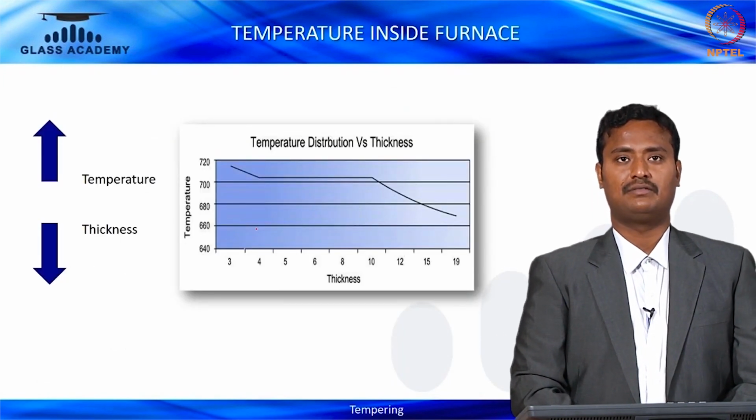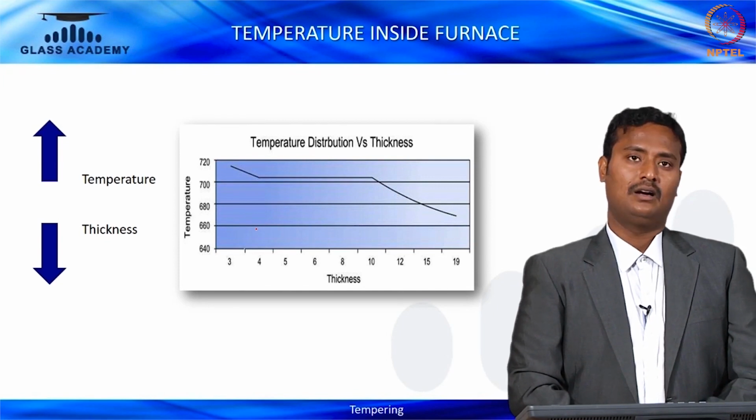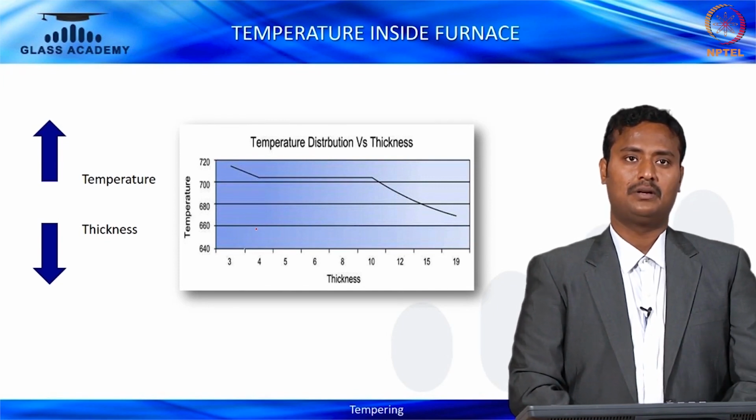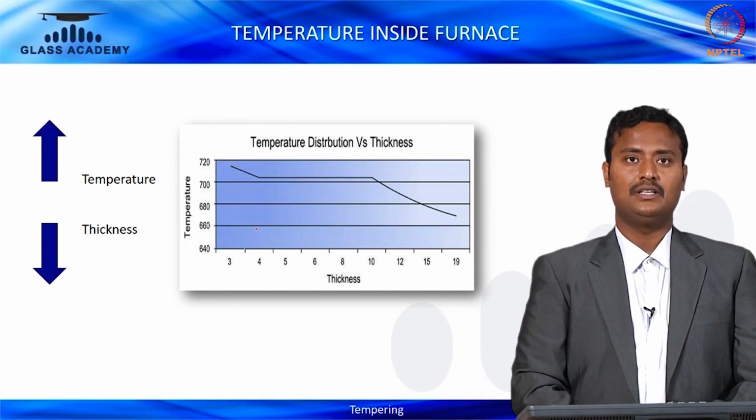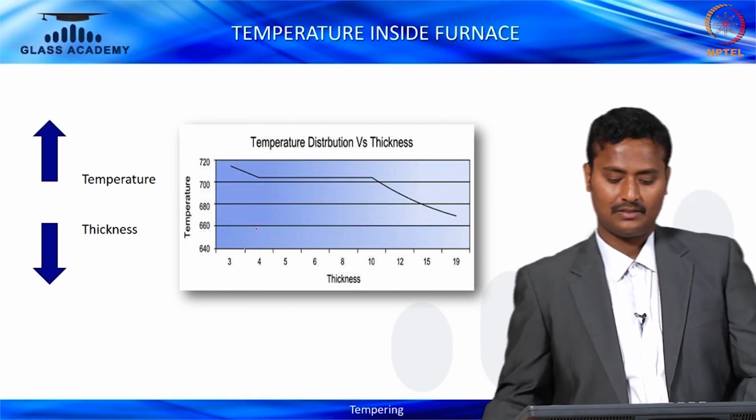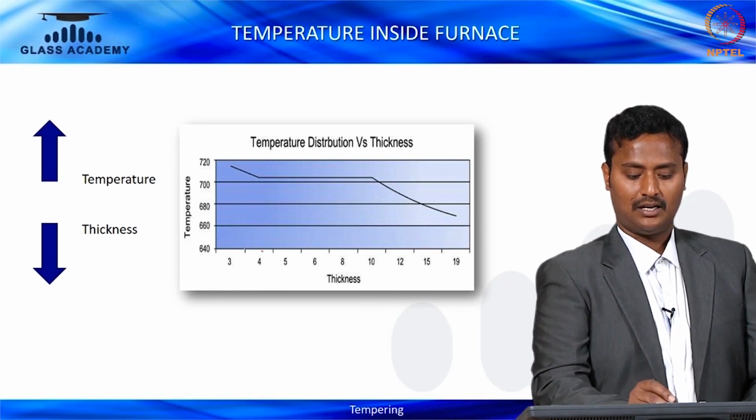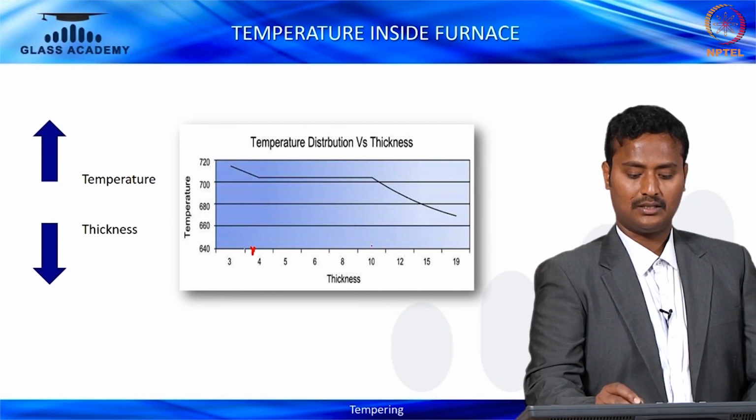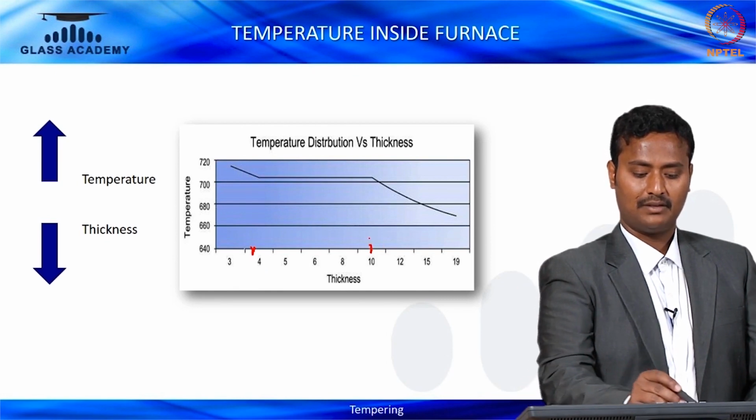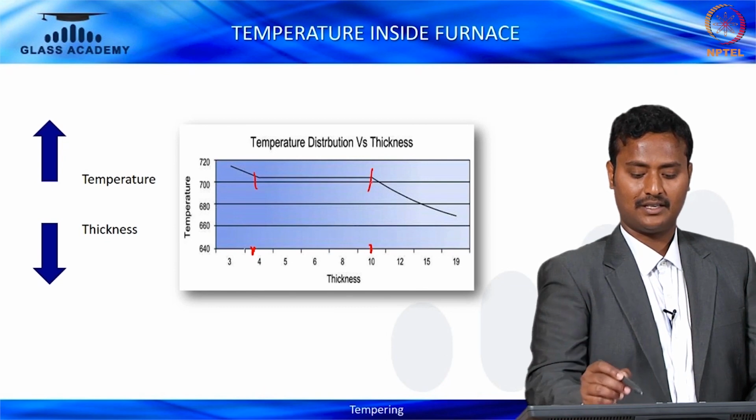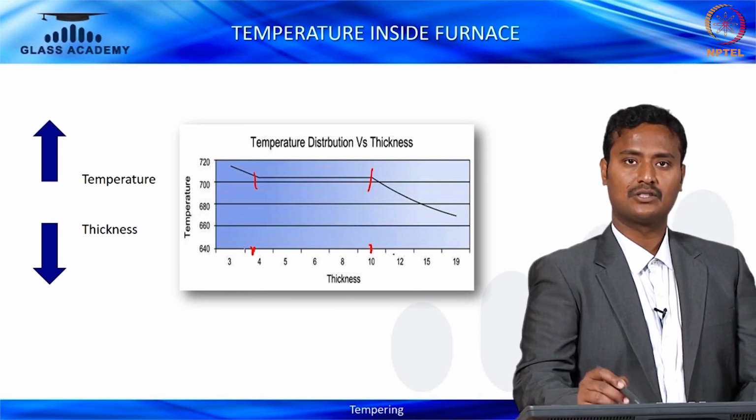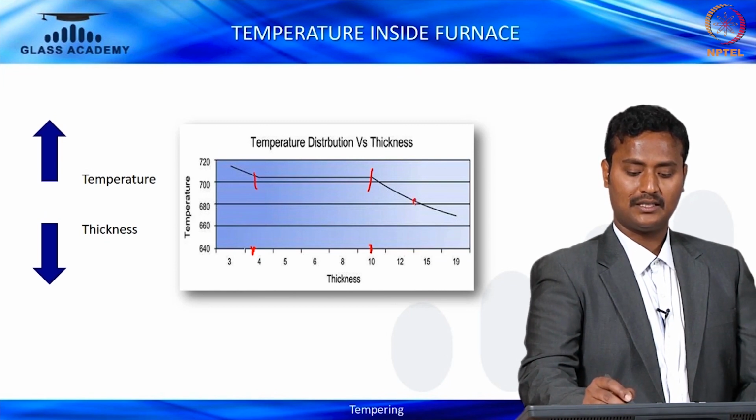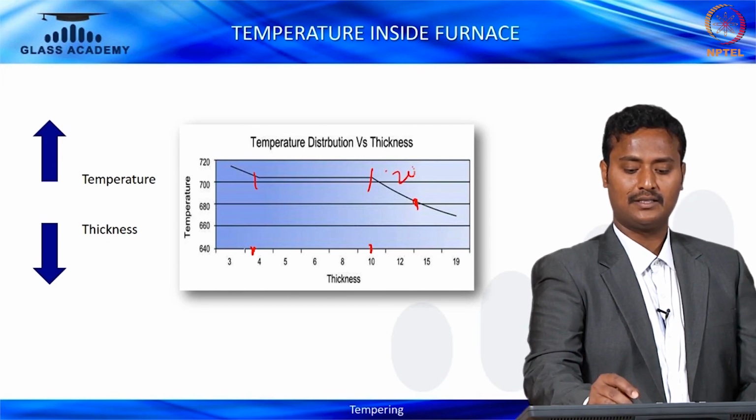And temperature inside the furnace. When the thickness goes up, the temperature goes down. You see this carefully in the graph. For 4 and 10 mm, you will have a range of around 700 degrees centigrade. When you move on to 12 mm thickness glass, it is basically 680. There will be a reduction of 20 degrees centigrade.